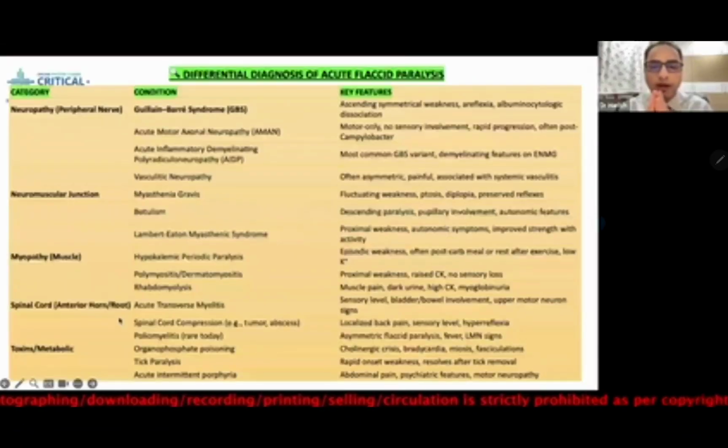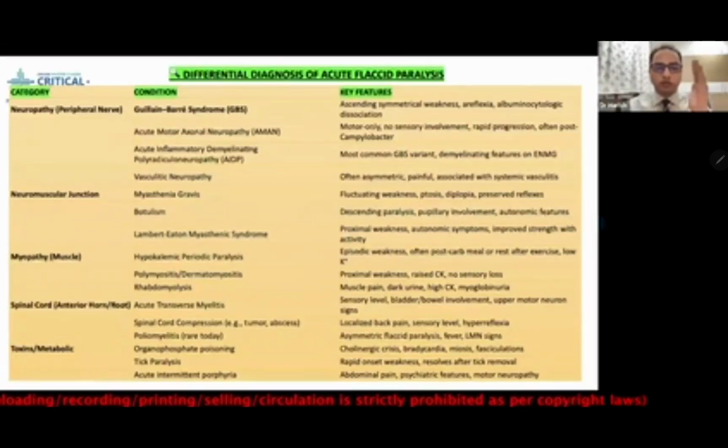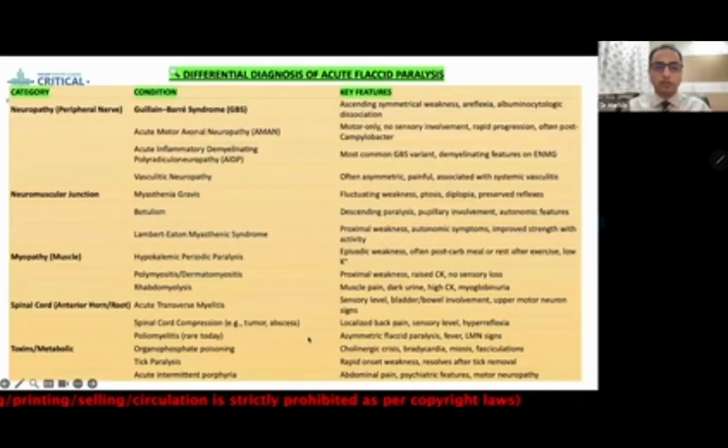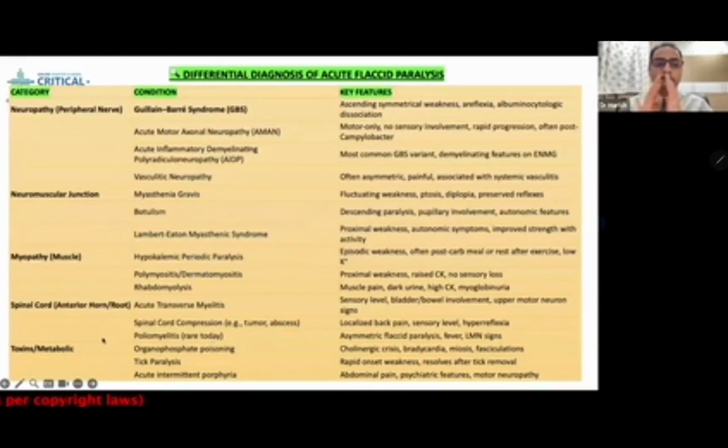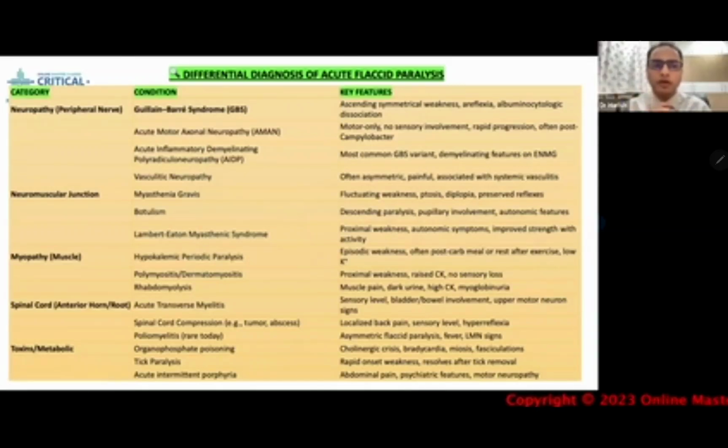Spinal cord or anterior horn, anterior root involvement: that is transverse myelitis, spinal cord compression, tumor, abscess, and poliomyelitis, which is rare in today's instance. Next, toxins or metabolic involvement: OP poisoning, tick paralysis, acute intermittent porphyria. So this is the table. It also tells about the key features of the differential diagnosis of acute flaccid paralysis. Very, very important.